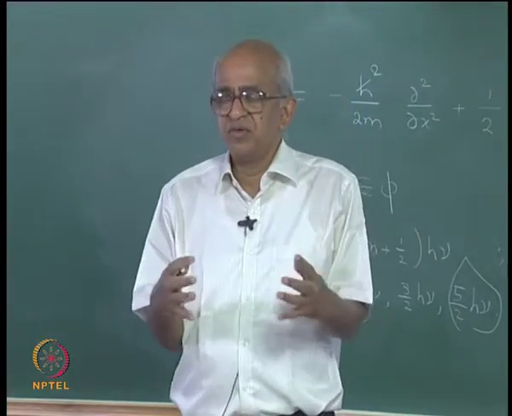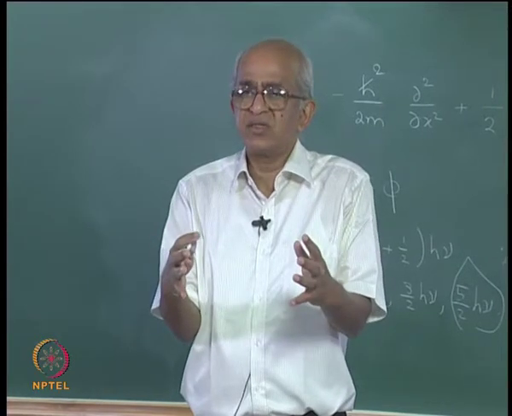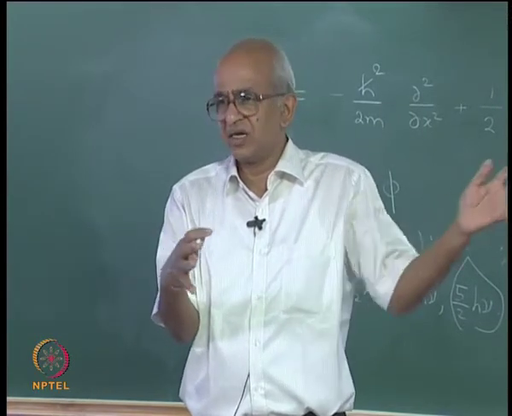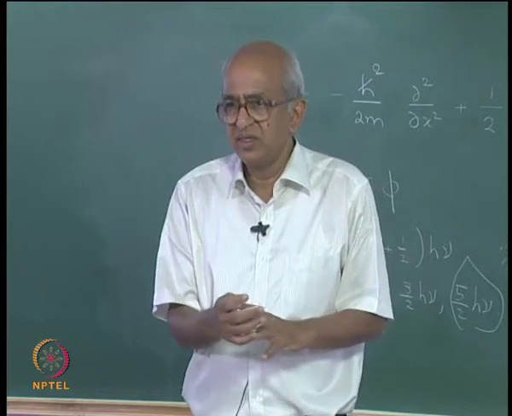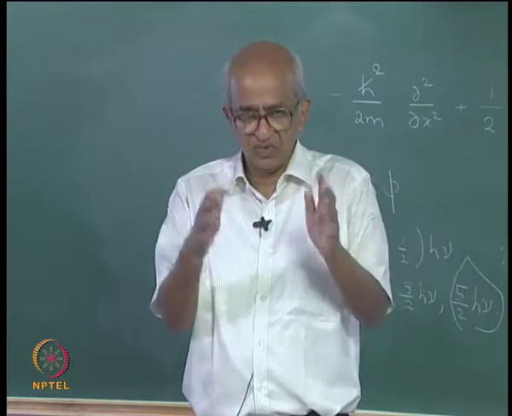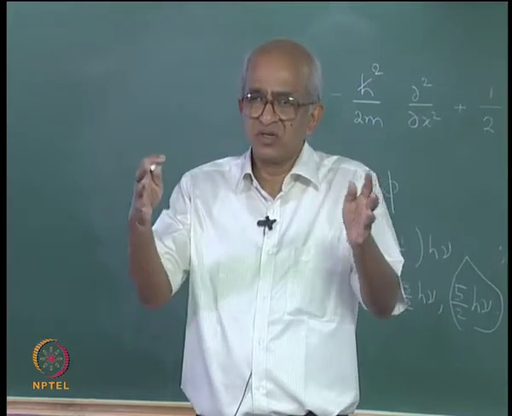So, if you remember, in the first postulate I said that the state of the system is characterized by its state function, right, and if you know the state function, it is possible to calculate the probability that the system may be in any region of space. That is what the first postulate said.